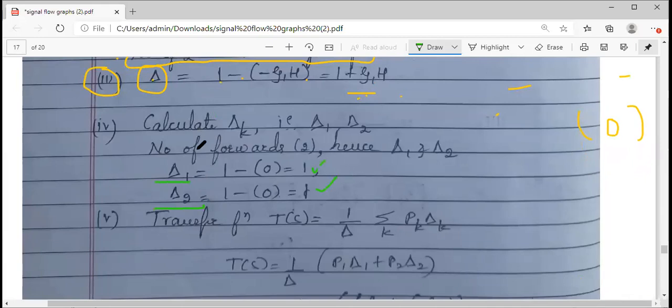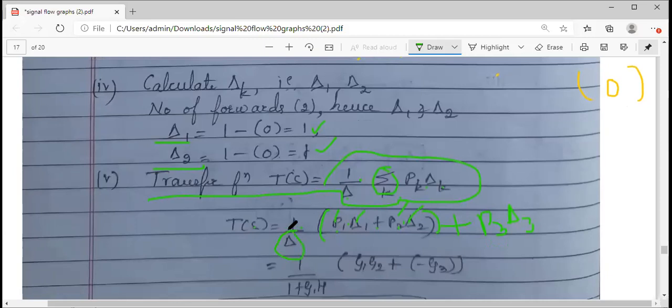And finally, whatever you calculated in the first 4 steps, in the final formula in the fifth step you just substitute all the values. So what is your transfer function? According to the formula, it is 1 by delta summation pk delta k. 2 forward paths are available, so expand the summation: p1 delta 1 plus p2 delta 2. So only 2 forward paths, p1 and p2. If you had got one more forward path, you would have taken one more, that is p3 delta 3. That's why I said, as many forward paths as you have, you need to find that many delta k.